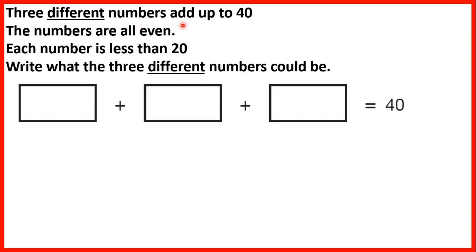3 different numbers add up to 40. The numbers are all even. Each number is less than 20. Write what the 3 different numbers could be.